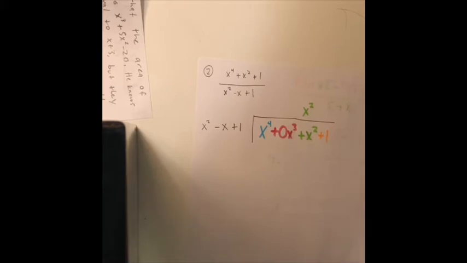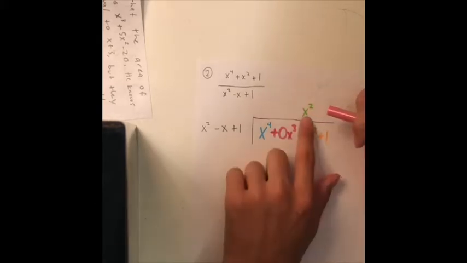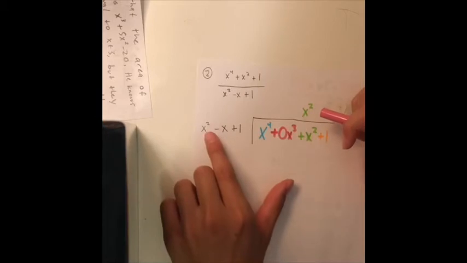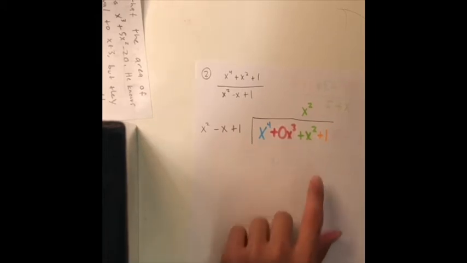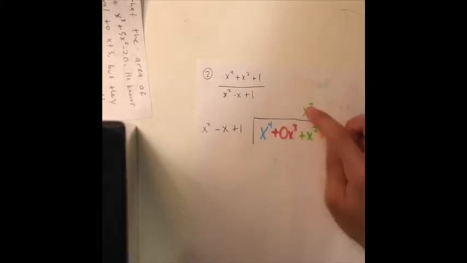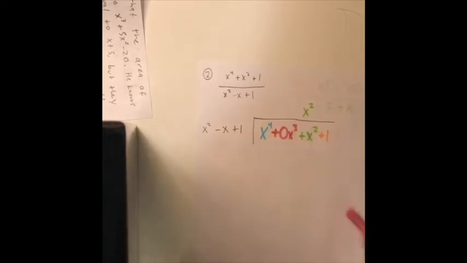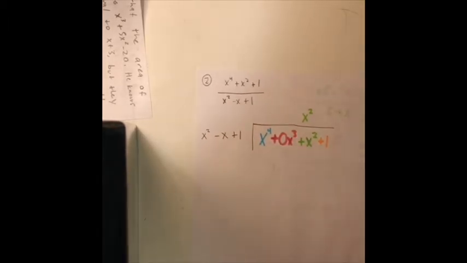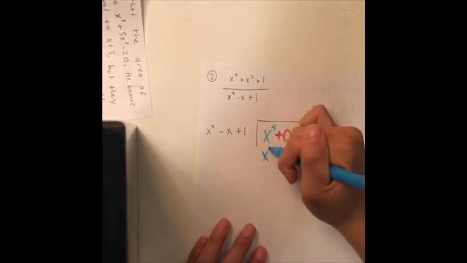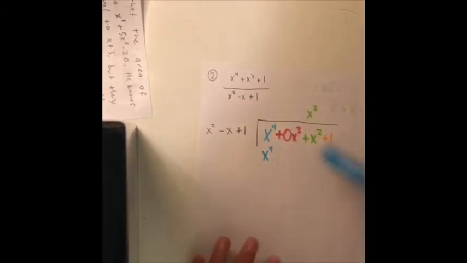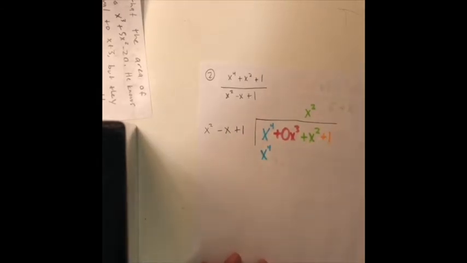And so now what you're going to want to do is multiply the x squared by each term in this expression, and then write it beneath this. Here, I'll show you. So x squared times x squared, right? Obviously x to the 4th. So we're going to write that right here. X squared times negative x is negative x to the 3rd. So we're going to write that.